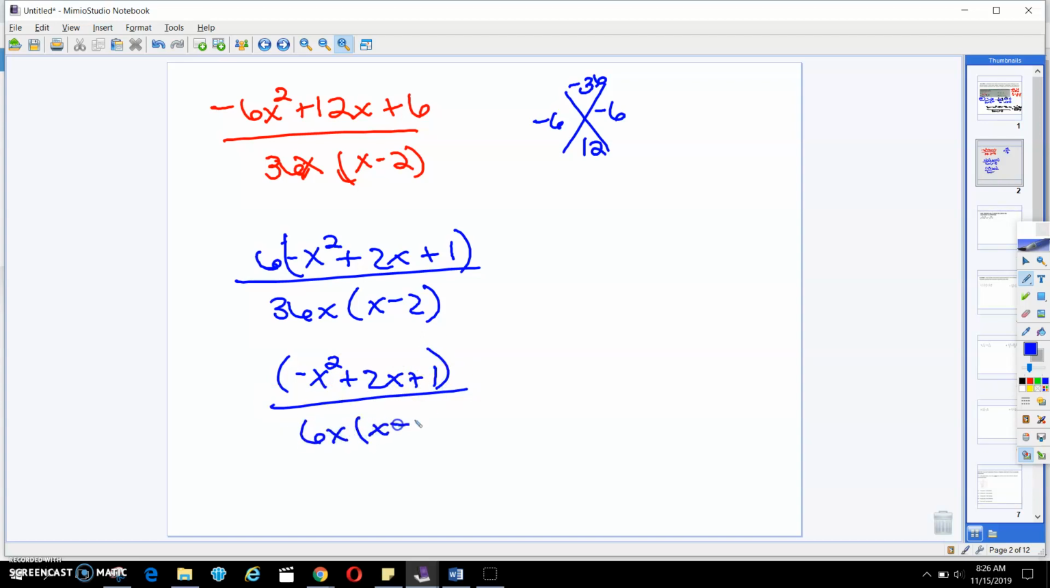6x times x minus 2, where x cannot equal 0, because if we took this 6x and set it equal to 0 and solved, that would give us that. And then x cannot equal 2, because if we took this part and set it equal to 0 and solved.